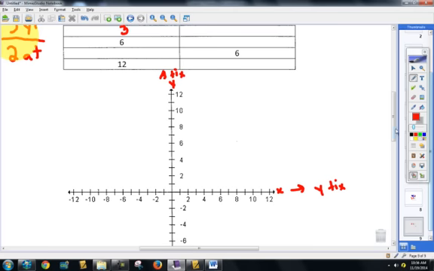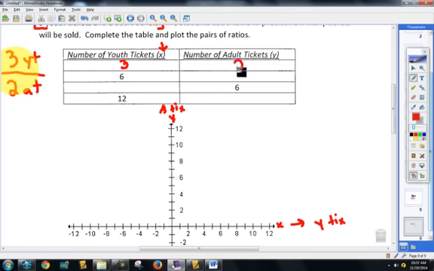So we know the beginning ratio is 3 to 2. So we look here and say, what did I do to my number of youth tickets? Well, I multiplied by 2, right? So what does that mean I need to do to my number of adult tickets? The same thing. So we know that 6 to 4 is the exact same ratio.